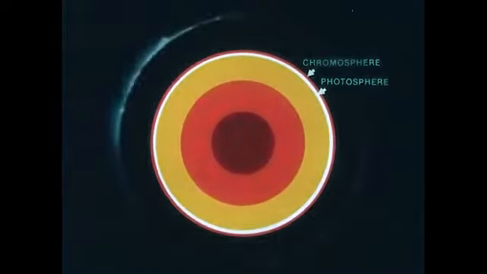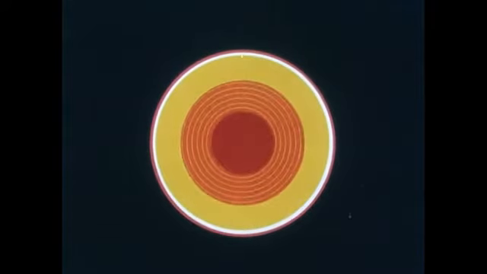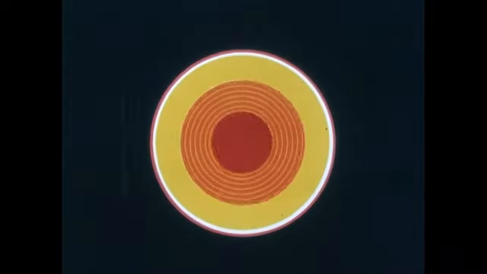The visible surface, or photosphere, is surrounded by the chromosphere, so called because of its pinkish color. The chromosphere is seen here during a solar eclipse, as the moon completely obscures the sun's blinding disk. The photosphere has a temperature of 6,000 degrees Celsius, and at the core, the temperature of the sun is thought to reach 14 million degrees Celsius.